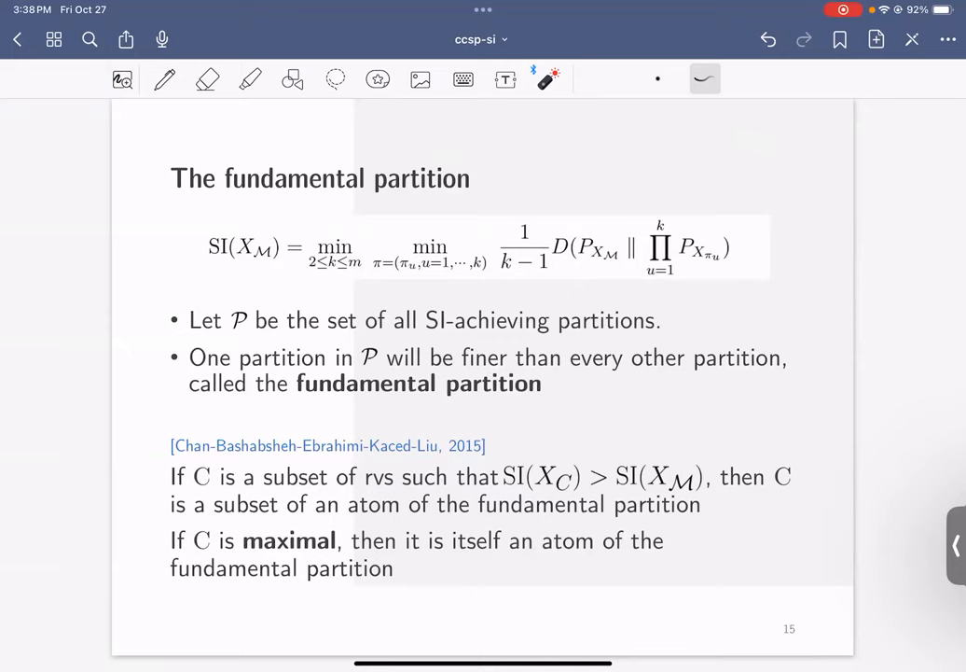So I will mention, some of these are easy to explain. Like, for example, symmetric means if you permute the random variables, then the measure remains the same. Data processing inequality, we have just seen. Non-negativity, we have just seen.